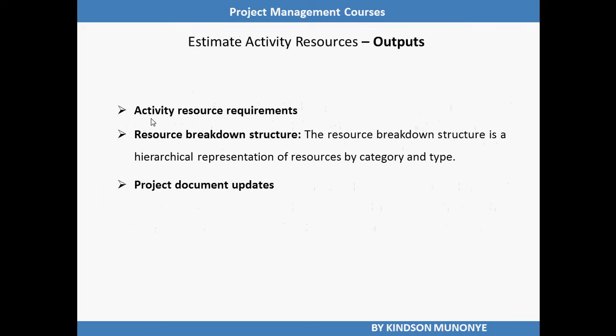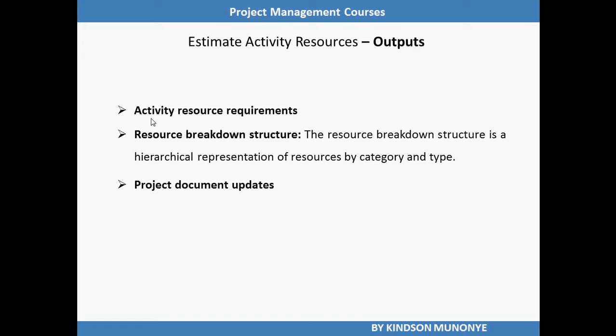The first one is activity resource requirement. That is one important output from the estimate activity resources process. Activity resource requirements identify the type and quantities of resources required for each activity in a work package. These requirements then can be aggregated to determine the estimated resources for each work package and each work period.